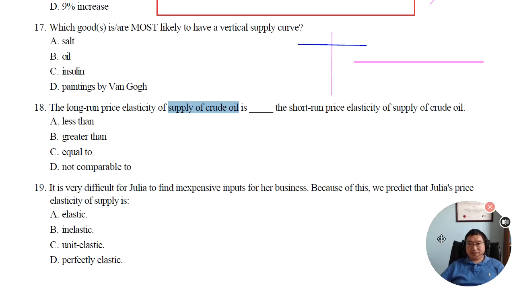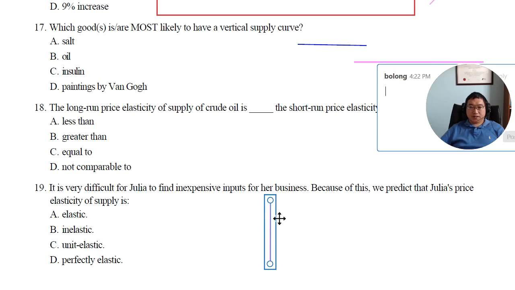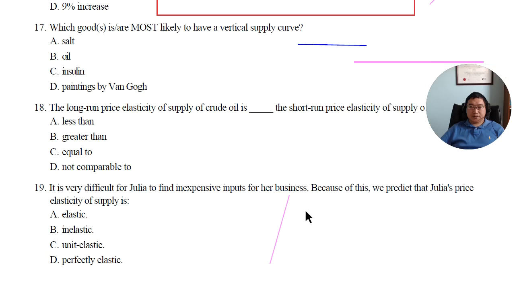All right, now let's look at question 19. It is very difficult for Julia to find inexpensive inputs for her business. Because of this, we predict that Julia's price elasticity of supply is what? Now, this question is very interesting because it shows us the important aspect of supply.